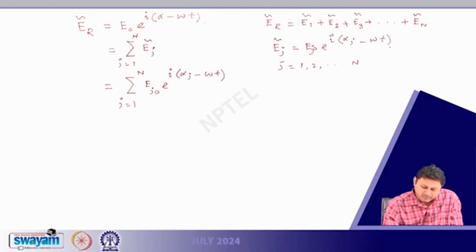So omega t is common for all the waves. So what we can do, we can take e to the power of minus i omega t common, and then we have the sum over j, going from 1 to n, of Ej naught e to the power of i alpha j.